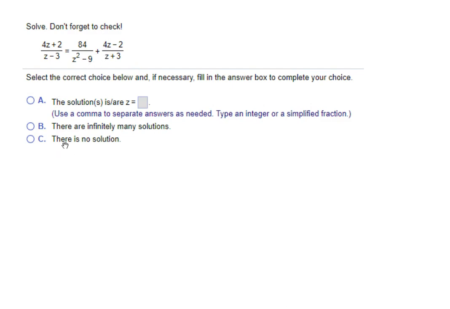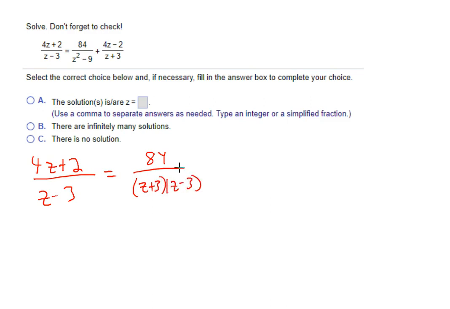We're going to approach it in a very similar way. We are going to factor first. So that means factoring this denominator here. So I'm going to write the problem down again. We have 4z plus 2 over z minus 3 equals 84 over z plus 3, z minus 3, plus 4z minus 2 over z plus 3. Right, so we get it factored.